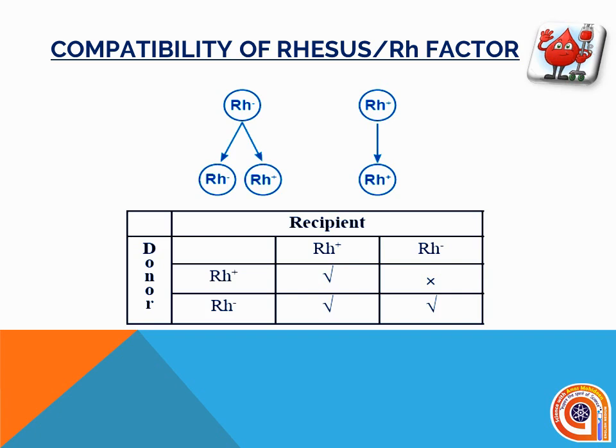When we take the blood group A, it could be donated for both A and AB. So if we take blood group A plus, it could be donated only for blood group A plus and blood group AB plus, and if we take blood group A minus, it could be donated for blood group A plus, A minus, AB plus, AB minus. So this is how the rhesus factor becomes compatible between the donor and the recipient.